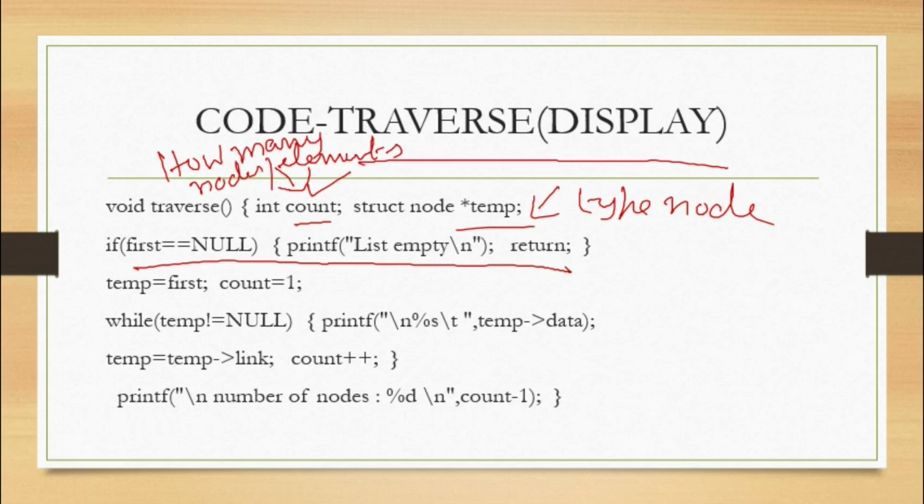Okay, then what you do is temp is equal to first. So first is equal to temp. When you do that, both will be pointing to the same place. Then count is equal to 1. That means one node is counted. So the initial count is equal to 1, since the first node will be pointing. Then you go on incrementing, and count will be more always.